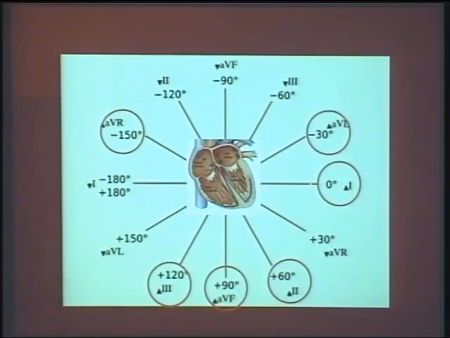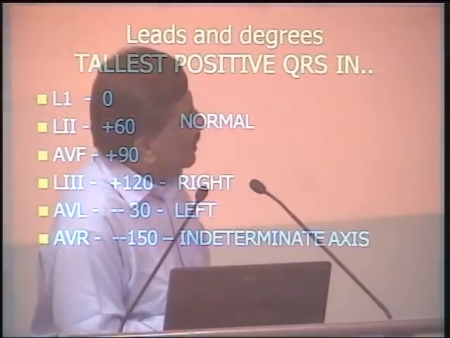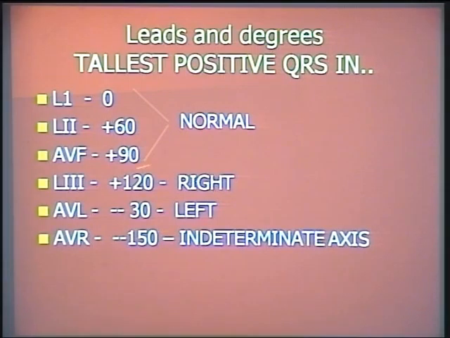So please remember three things. Normal axis, L1, normal axis, 0 degrees, horizontal heart. L2, intermediate heart, 60 degrees, normal axis. AVF, 90 degrees, vertical heart, normal axis. L3, 120 degrees, right axis, right ventricular hypertrophy. AVL, left axis, minus 30, left anterior fascicular block. AVR, minus 150, indeterminate axis. That's all the axis. Finished. Right? So this is L1 0, L2 plus 60, AVF plus 90 normal, L3 plus 120 right axis, AVL minus 30 left axis, AVR minus 150 indeterminate axis.